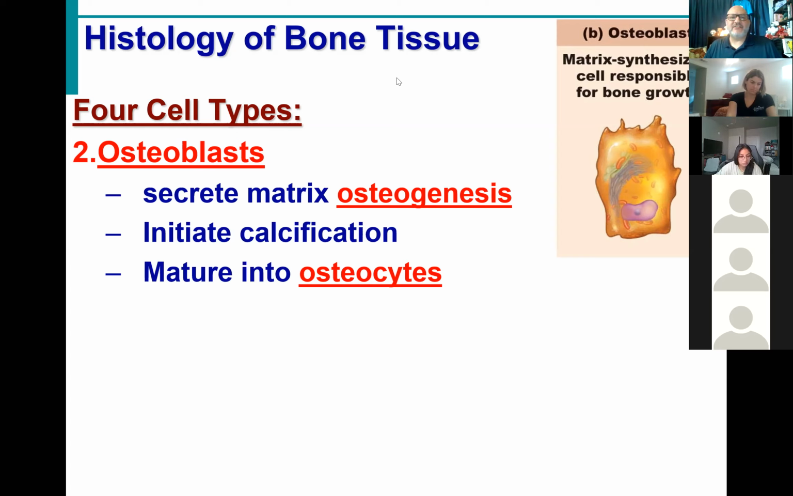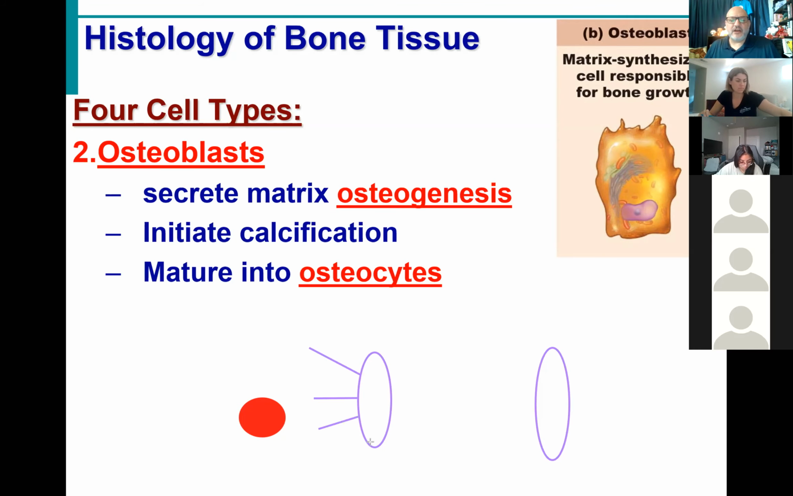So if I have 2 osteocytes, and this osteocyte happens to be really close to a blood vessel, it has these long processes that stick out that allow it to get oxygen and nutrients from the blood vessel.